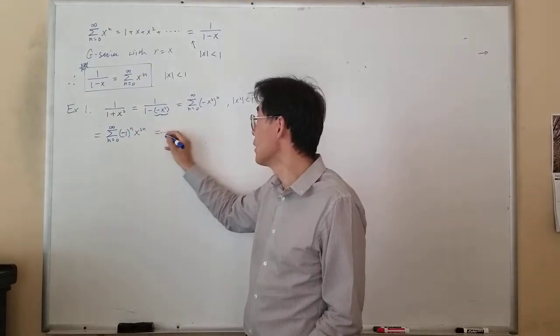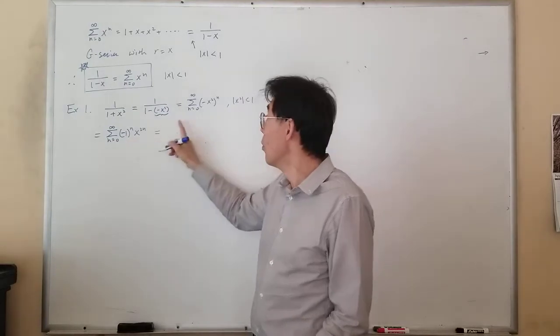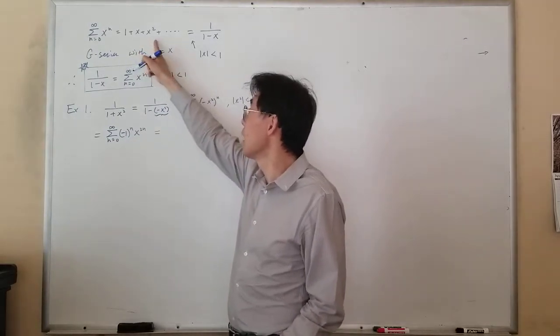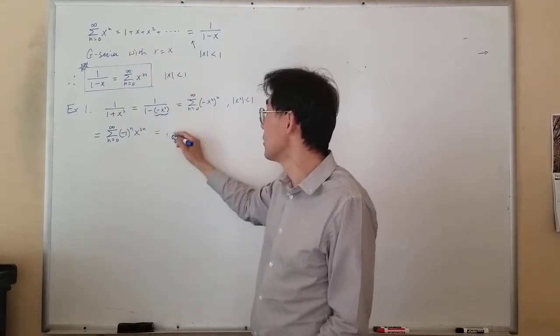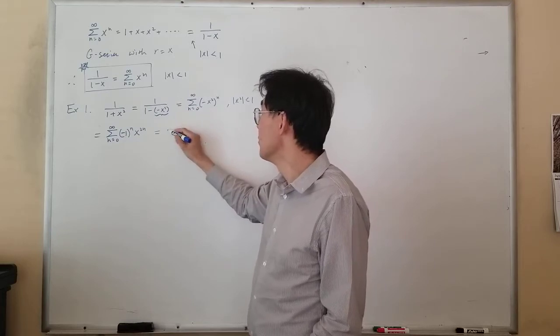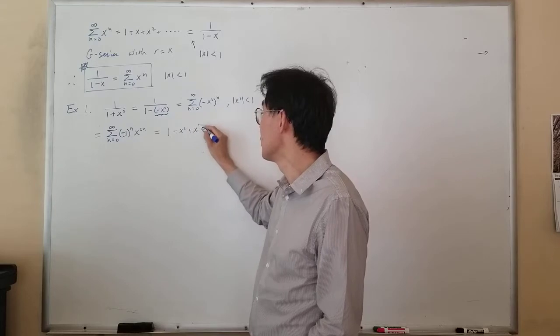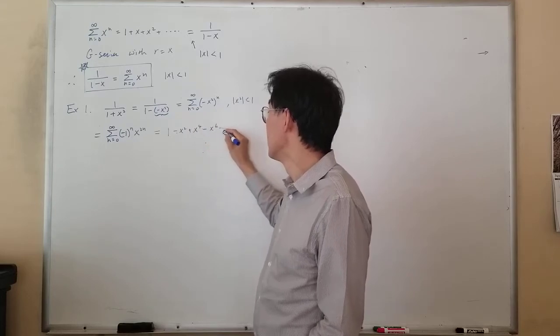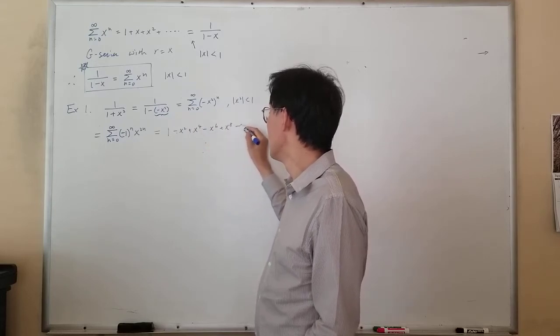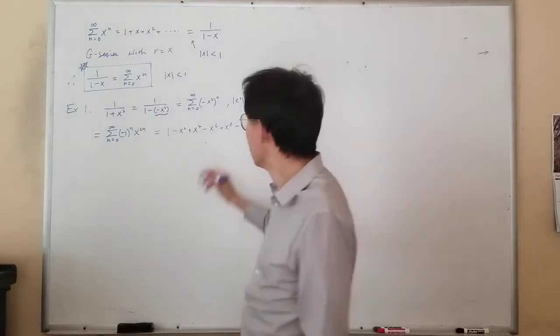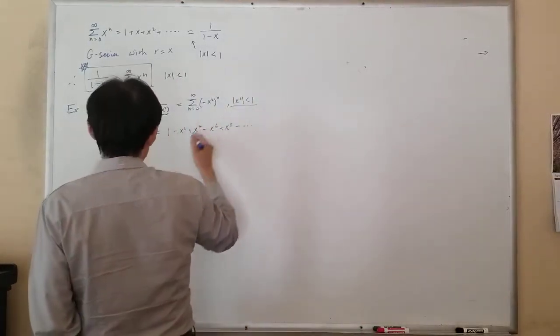If you want, you can write a few terms. Basically you replace x with negative x squared. So 1 minus x squared plus x to the fourth and so forth.